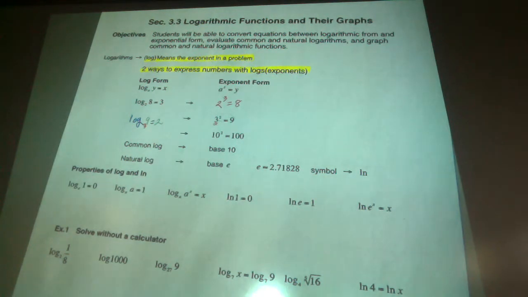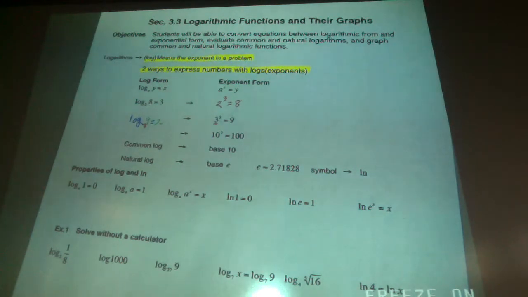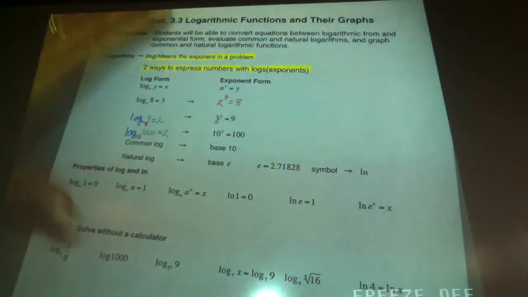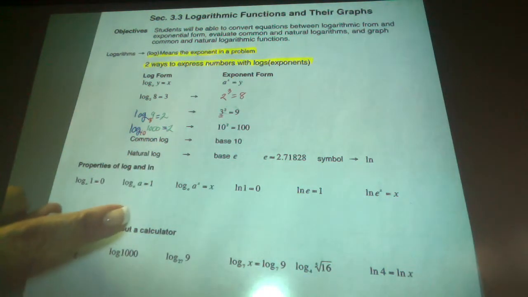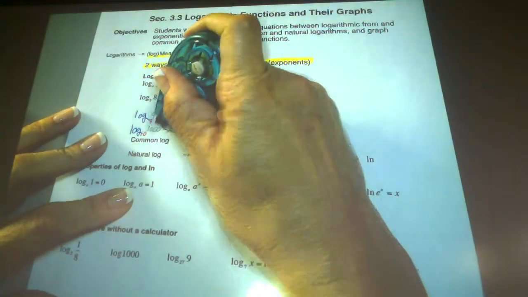So you do 10 squared equals 100. Put that into log form. So you should have log base 10 of 100 equals 2. Oh, 100. Oops, I can't see. It's okay.